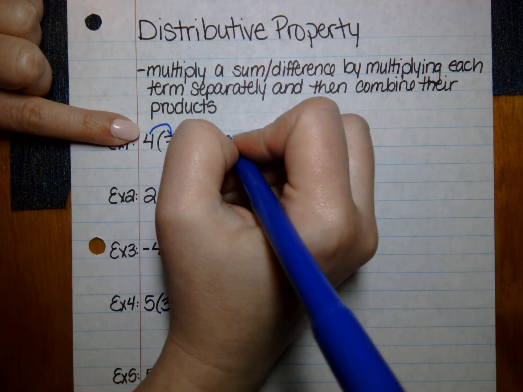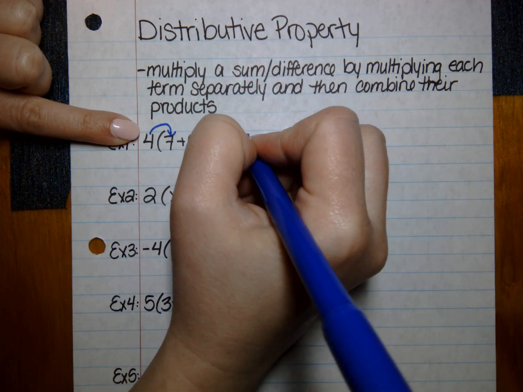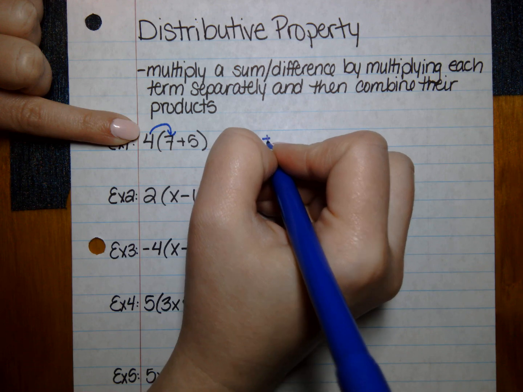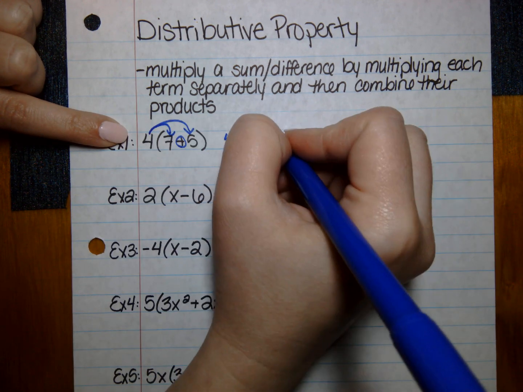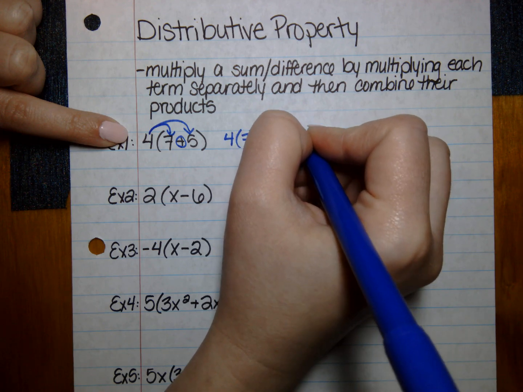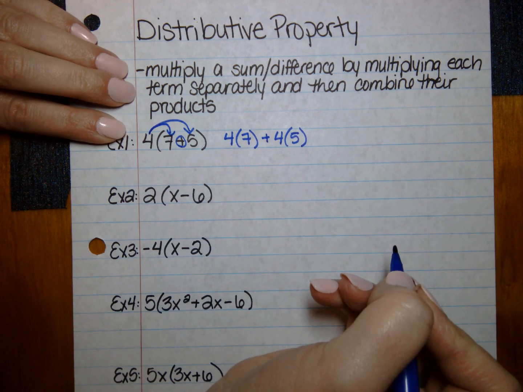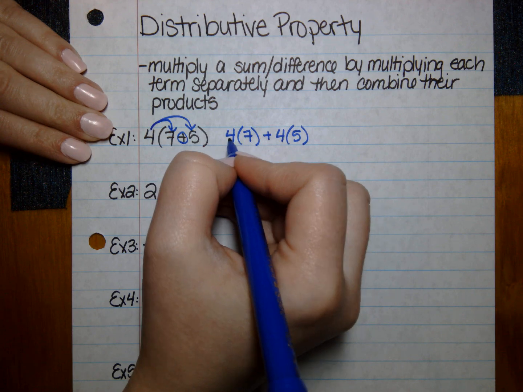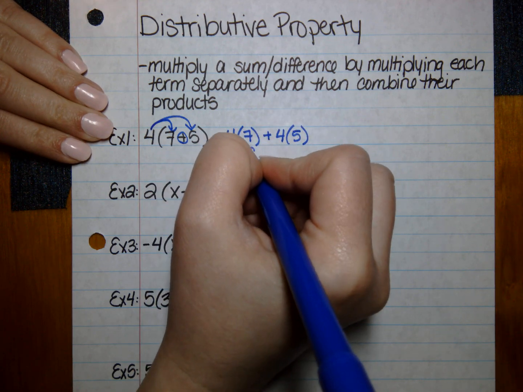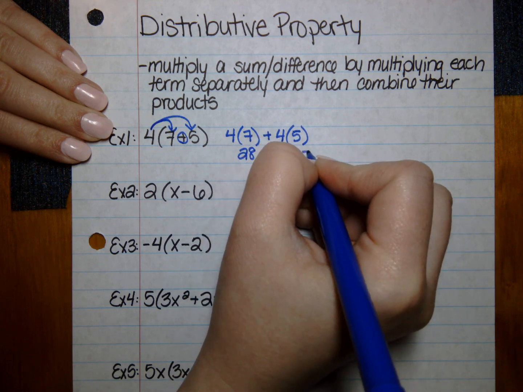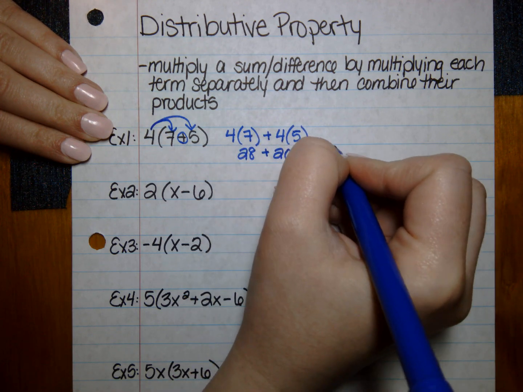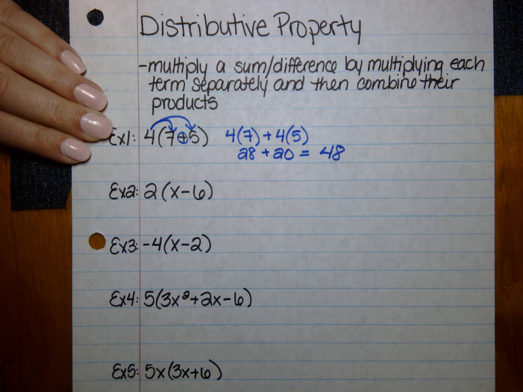So when I rewrite it, I did 4 times 7 plus, because I have my plus sign, 4 times 5. So now I'm going to multiply them together. 4 times 7 is going to give me 28, plus 4 times 5 is going to give me 20. So when I simplify this, I end up with 48 for my answer.